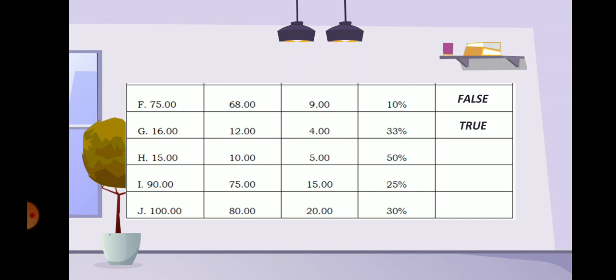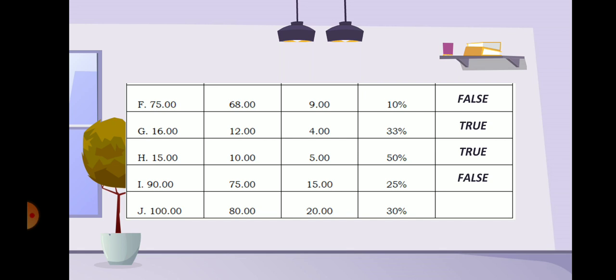Very good. Okay, next. The selling price is 15 pesos. Then the purchase cost is 10 pesos. Then the peso markup is 5 pesos and the percentage markup is 50%. Is it true or false? Yes, it's true. Okay, next. The selling price is 90 pesos and the purchase cost is 75 pesos. The peso markup is 15 pesos and the percentage markup is 25%. Is it true or false? It's false.